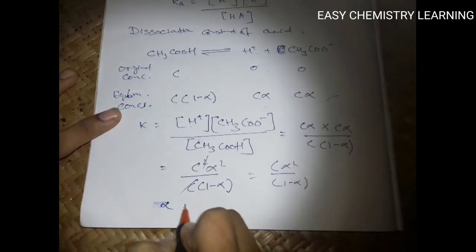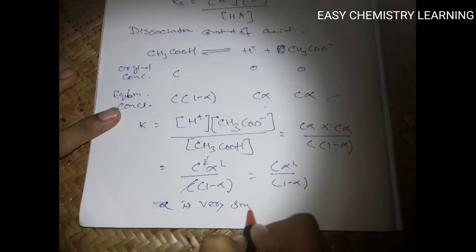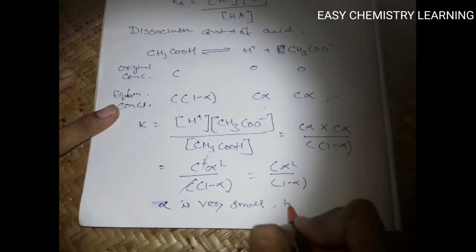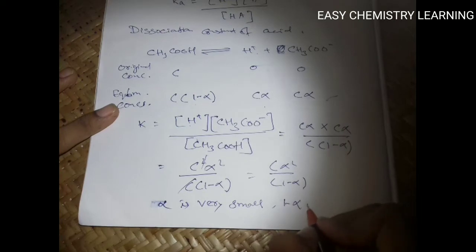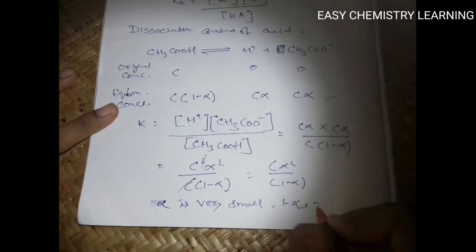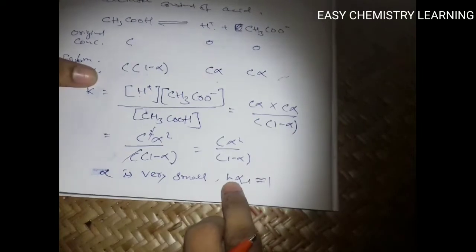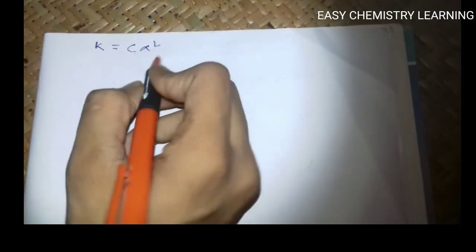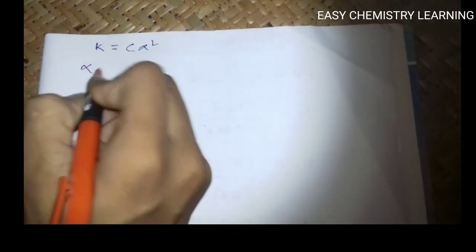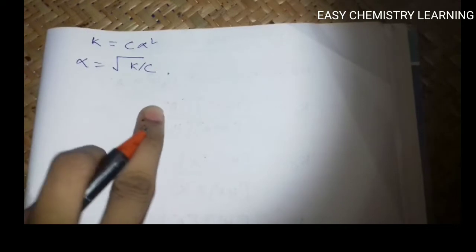Now alpha is very small, so 1 minus alpha in the denominator may be taken as 1. Alpha is very small, so 1 minus alpha is nearly equal to 1. Now the equation will become K equals C alpha squared, since the denominator becomes 1. So this can be written as alpha equals root over K by C. This equation is called Ostwald's equation.